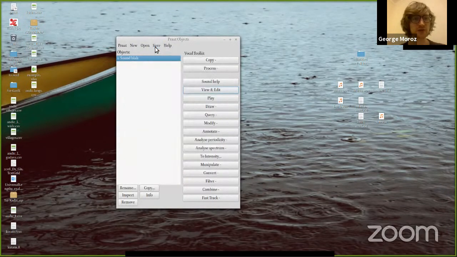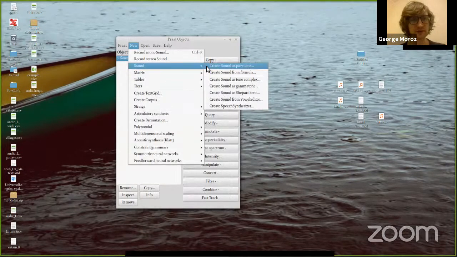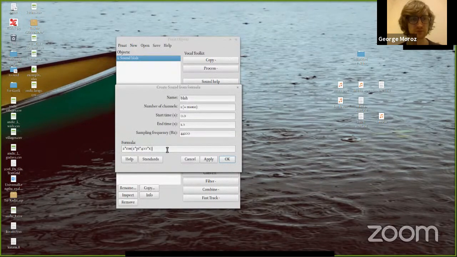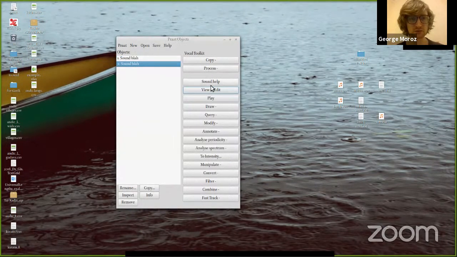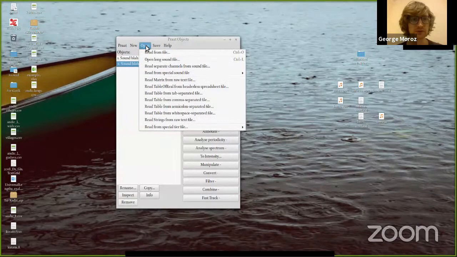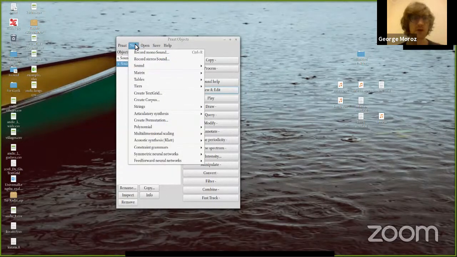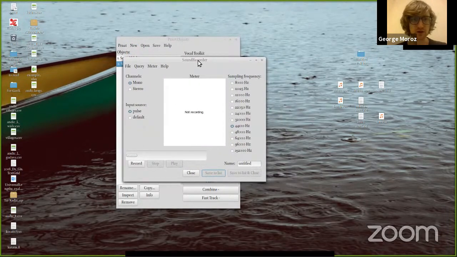Okay, so we created a sound from the formula. It could actually be a more complex sound. For instance, nothing stops you from doing something like this. Here you are. So you can combine several cosines or sines on your own. Another thing that I want to show you is the record mono sound option. You will see more or less the same. It's possible that there will be slight changes, but I think that's what you will see.